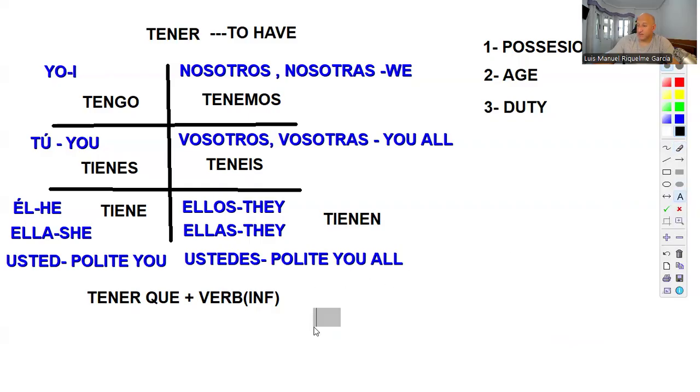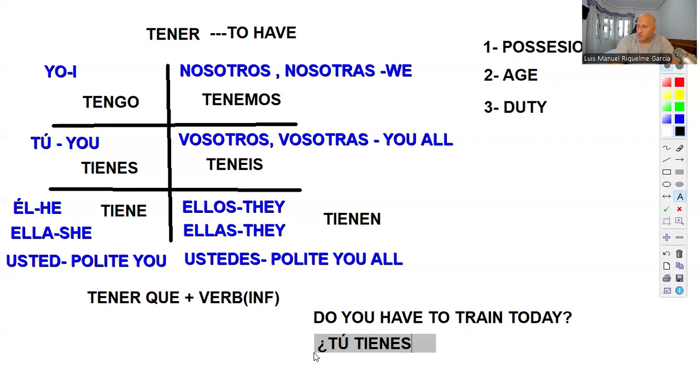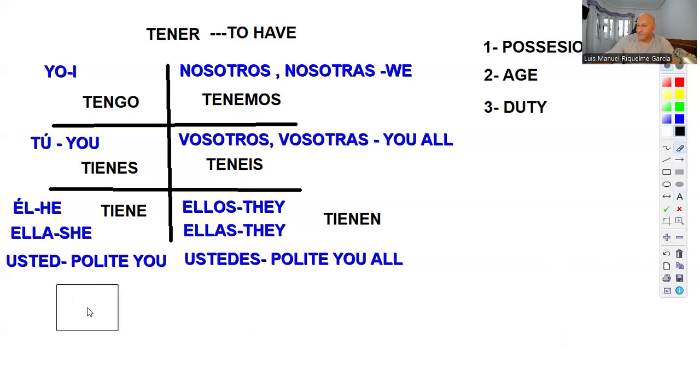You can even ask with it, do you have to train today? Remember, we don't have do or does in Spanish. So we will say, yes, you have to train today. So, tú tienes que, and now the verb to train. Entrenar hoy. Do you have to train today? Vale. So that's another use of the verb tener.